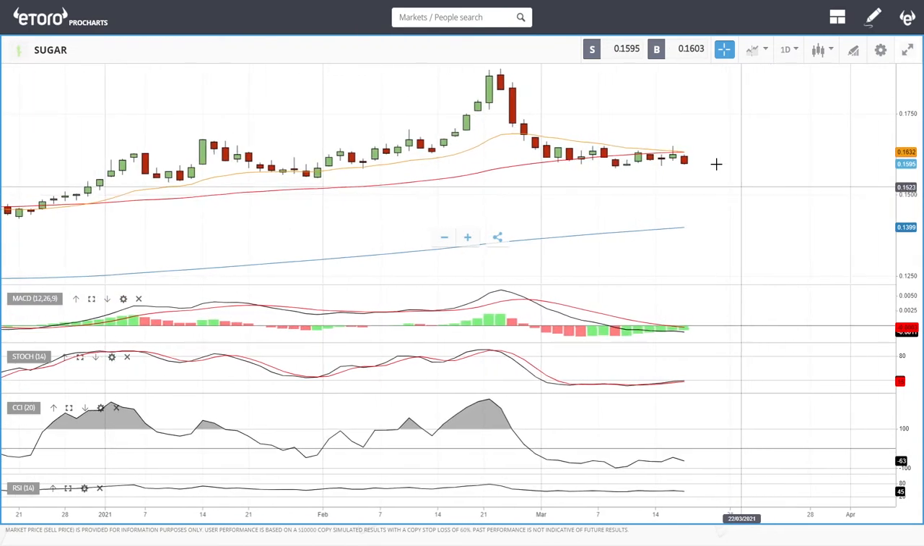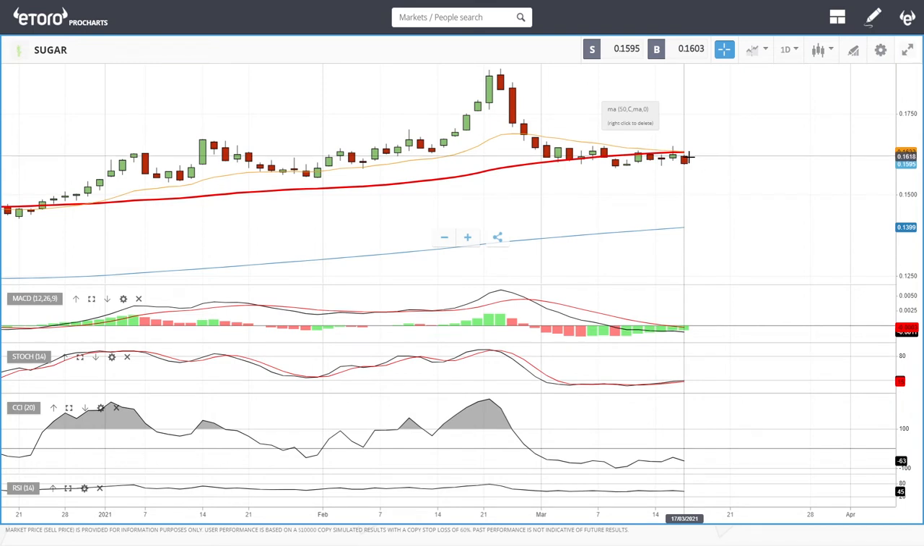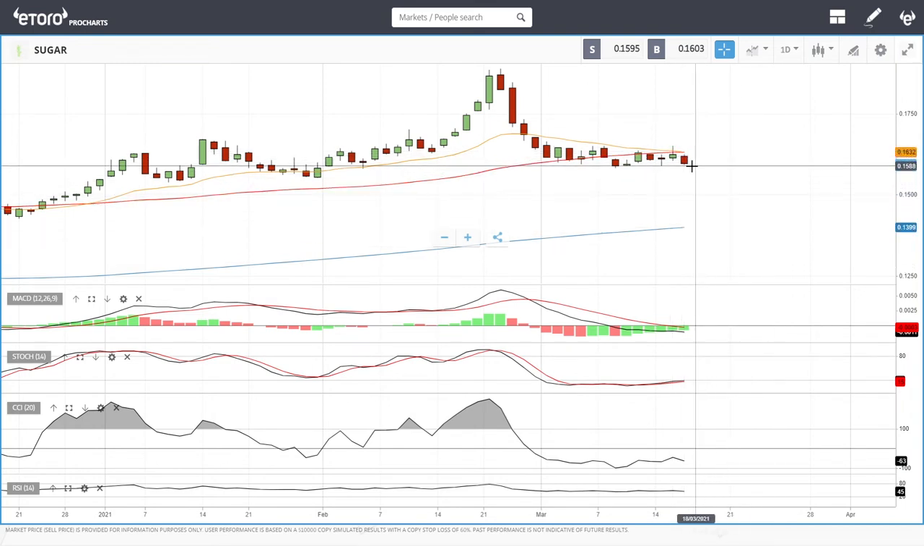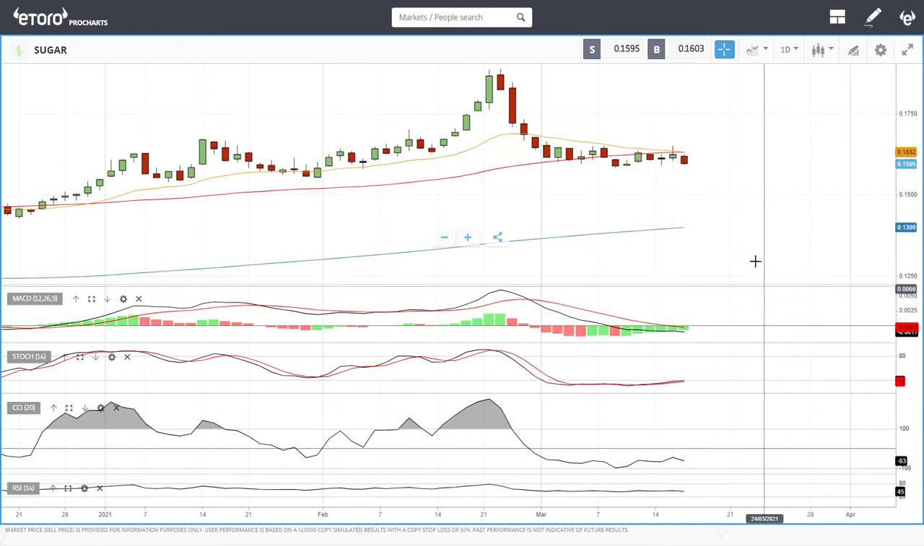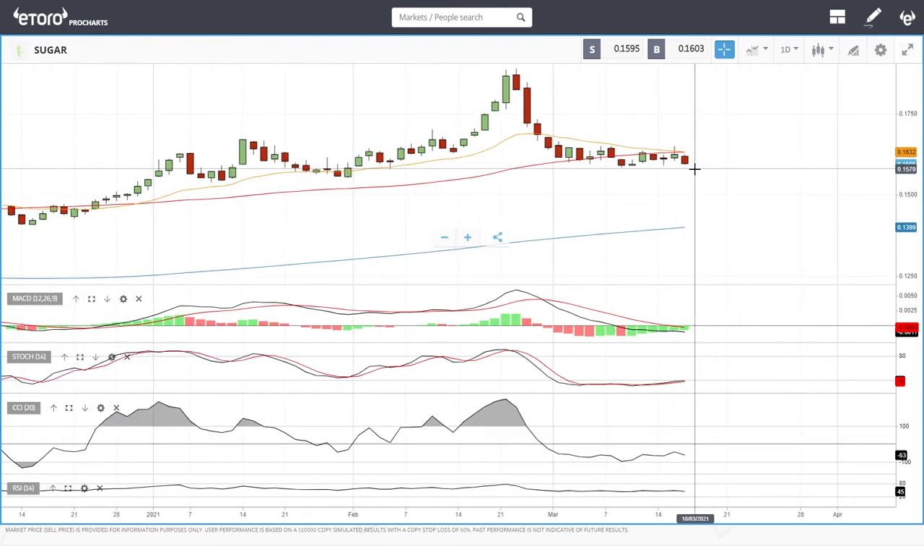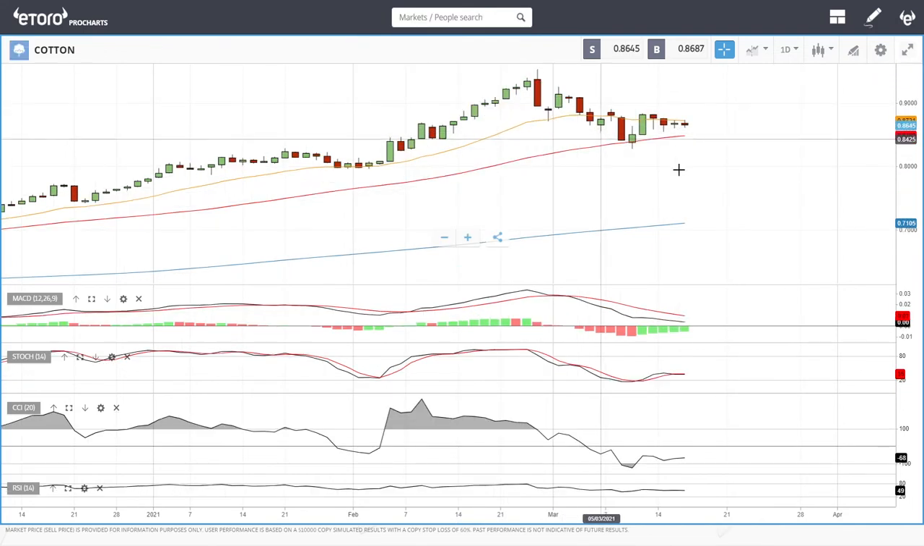So sugar, yet again, broke down. Now we're having a crossing of the 20 and the 50 moving average, and that is also a bearish sign. If we take out these previous lows here, we could head all the way down towards 0.15. Technical indicators are very bearish at this point. So yes, a break above the 20 exponential and the 50, that could open the door to 0.1750, but it's looking very dire for sugar at this point. So let's look at cotton.